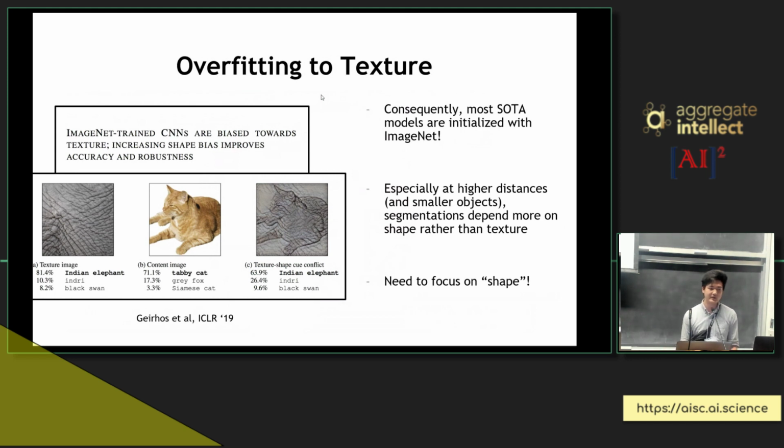Consequently, most of our segmentation models are initialized with something like ImageNet and likely suffer the same type of issues. This explains why segmentation networks fail at higher distances, because farther away and smaller objects rely more on shape rather than texture, because the textures get obfuscated at low resolutions as it goes farther away.